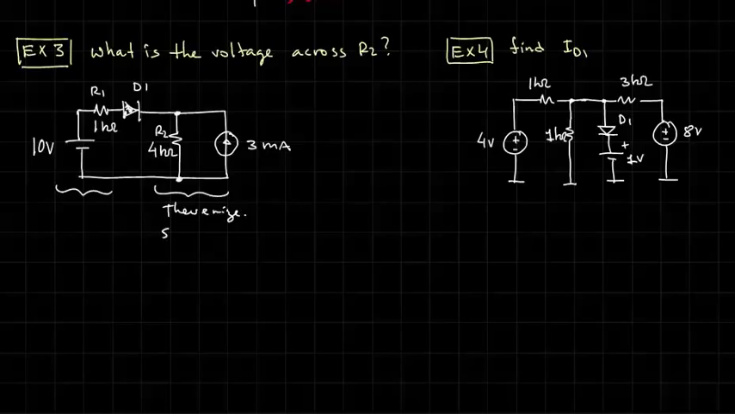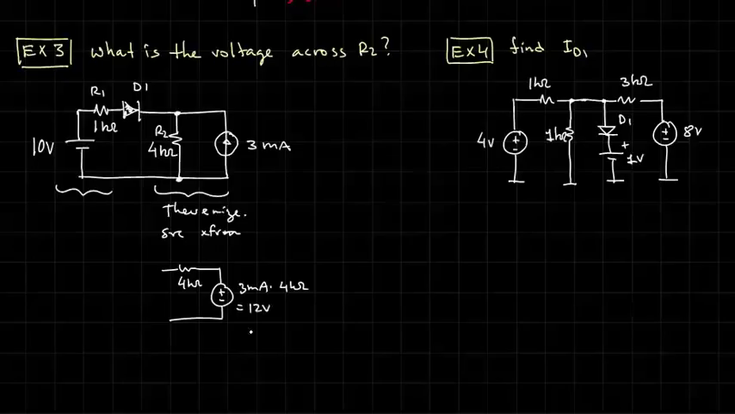So I'm going to use source transformation to make our lives a little easier. We can replace this with a voltage source and resistance, the resistance of which will be the same as the Norton resistance, and the voltage will be the Norton current, 3 milliamps, times the Norton resistance, which is 4K, so we have 12 volts. Let me redraw the circuit here, and now it should become very apparent whether the diode is going to be on or off.